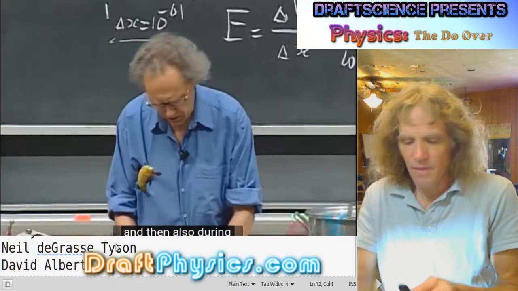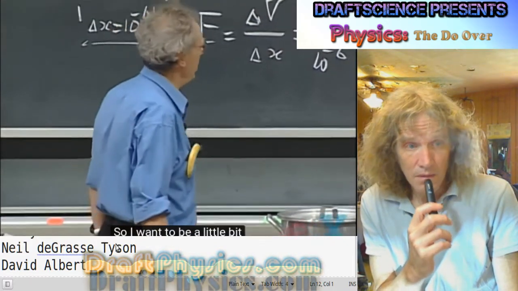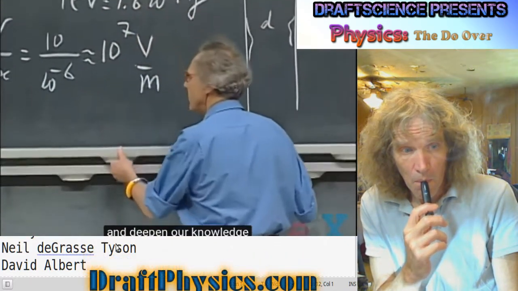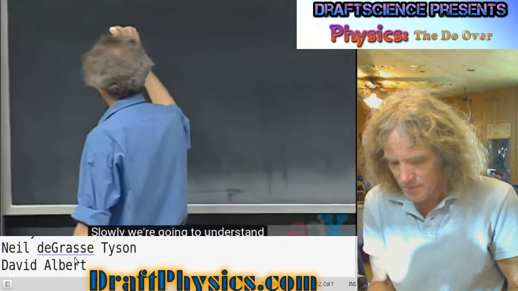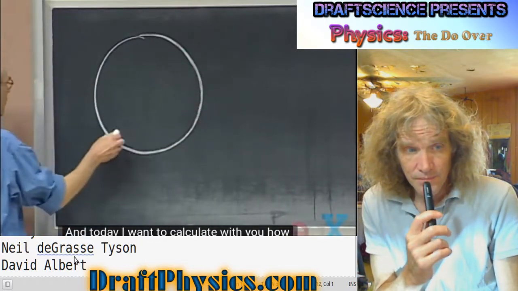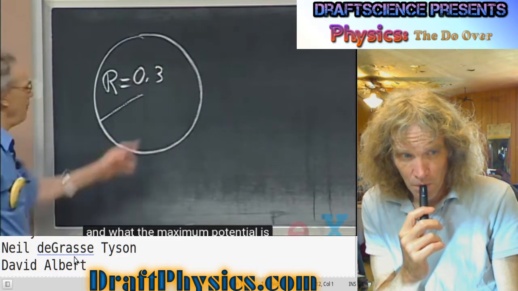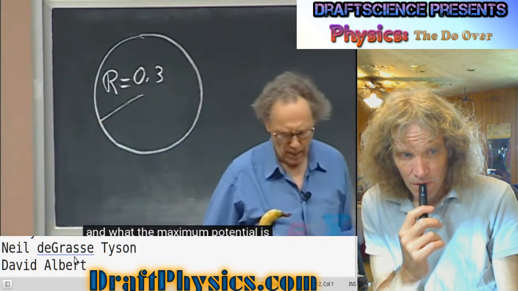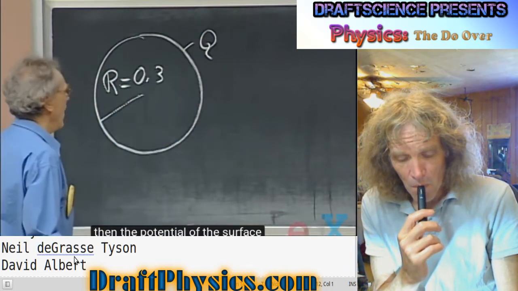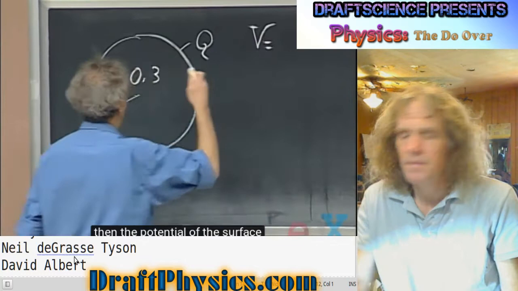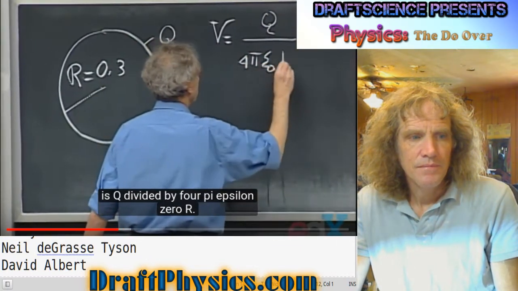So, during which parts of the body the current would cause lethal reactions. So I want to be a little bit more quantitative now, and deepen our knowledge of the Van de Graaff. Slowly we're going to understand how it works, and today I want to calculate with you how much charge we can put on it and what the maximum potential is at the surface. If we charge it up with charge Q, then the potential of the surface, an equipotential, is Q divided by 4 pi epsilon 0 r.